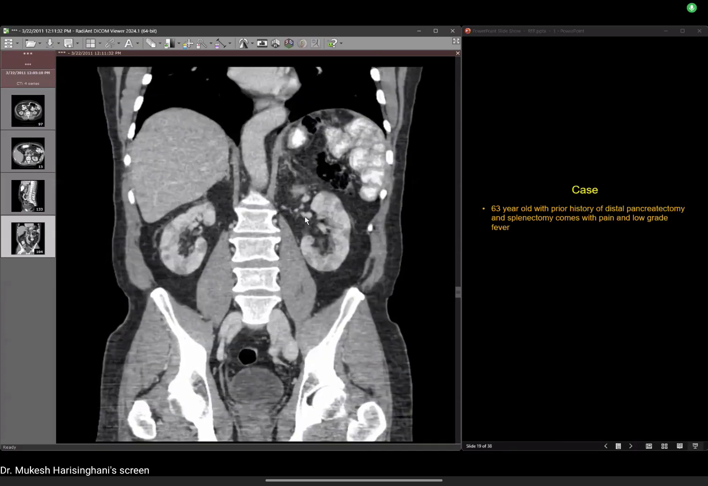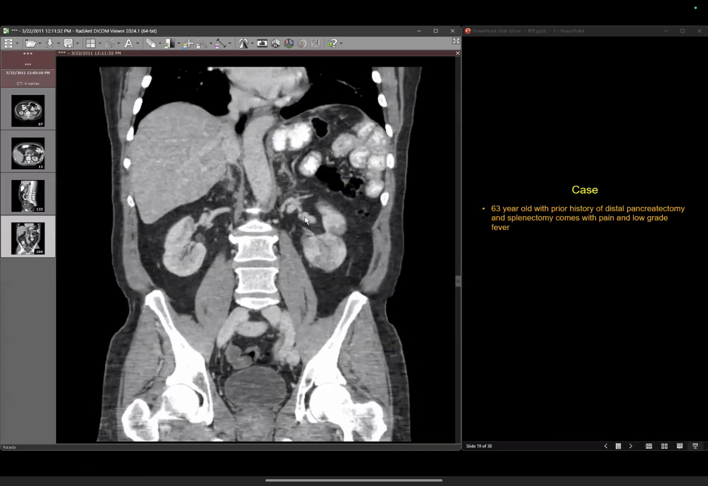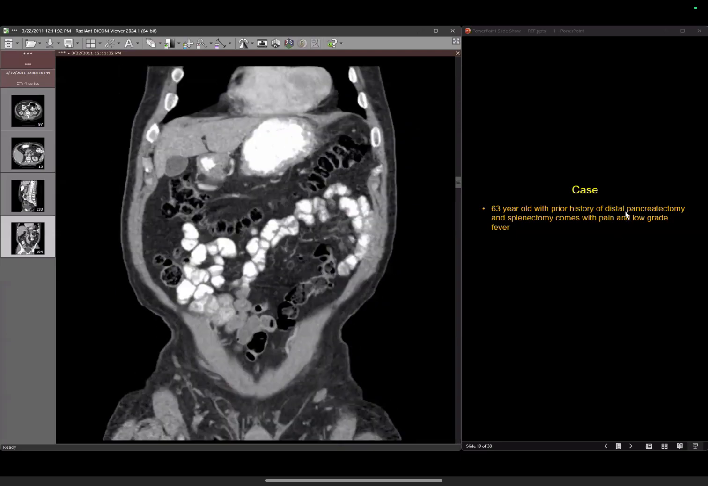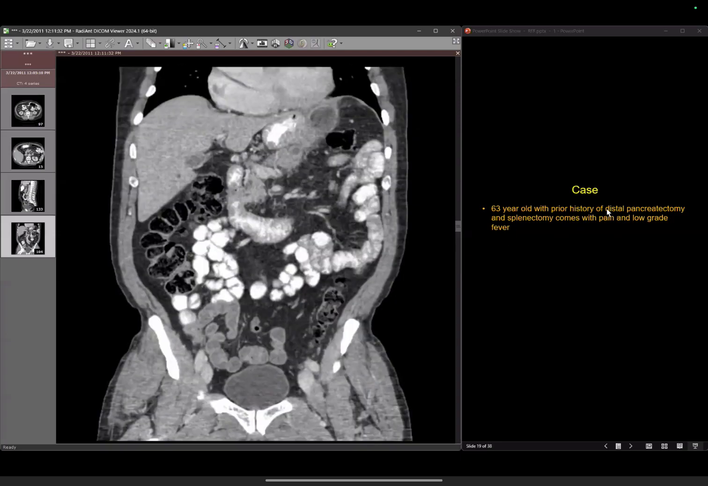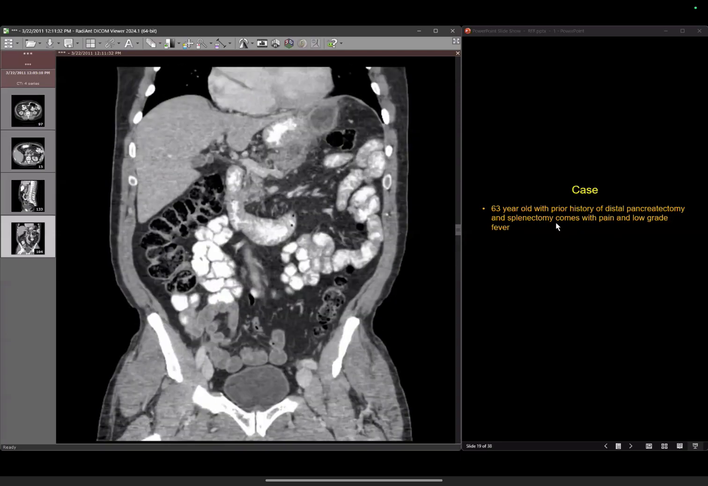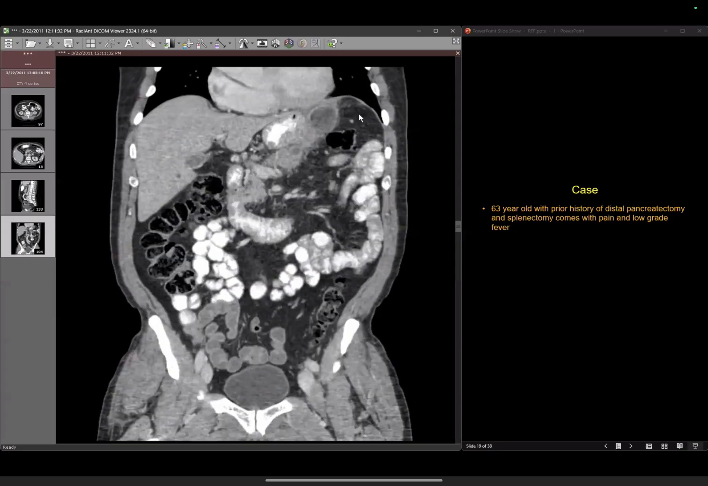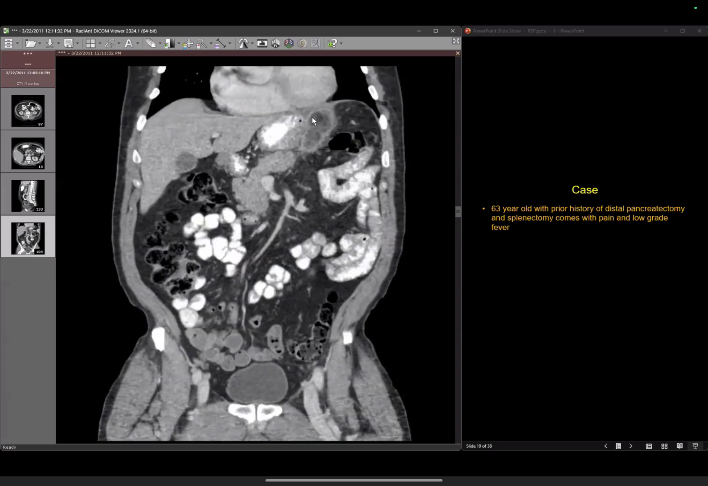Noted in the tail region of the pancreas. Previously, remember, history is relevant here, right? The patient's distal pancreas is taken out and the spleen has been taken out. So when you have an operative bed with extensive surgery with this kind of low density area with thickened fat in the center, what can that be?